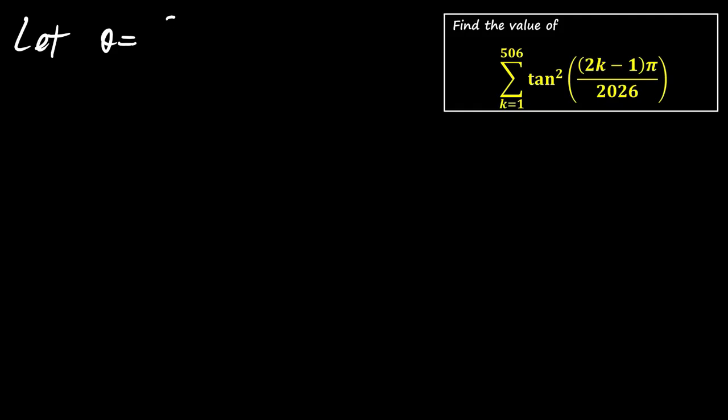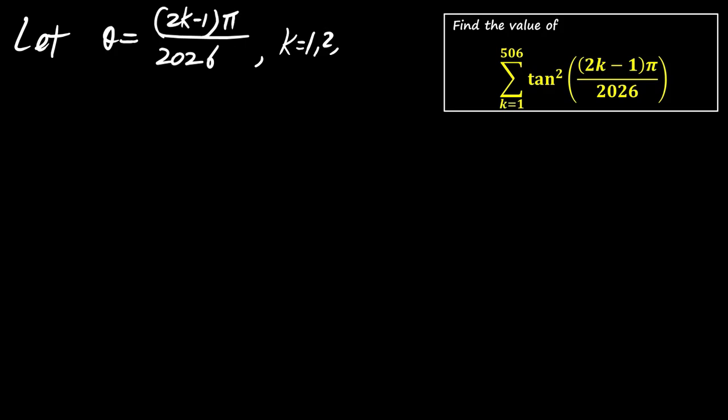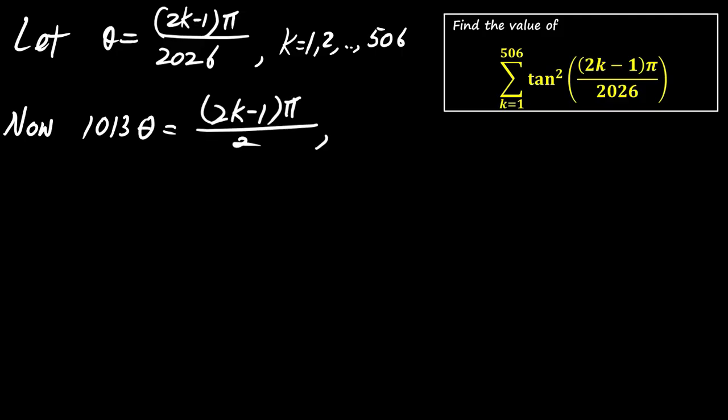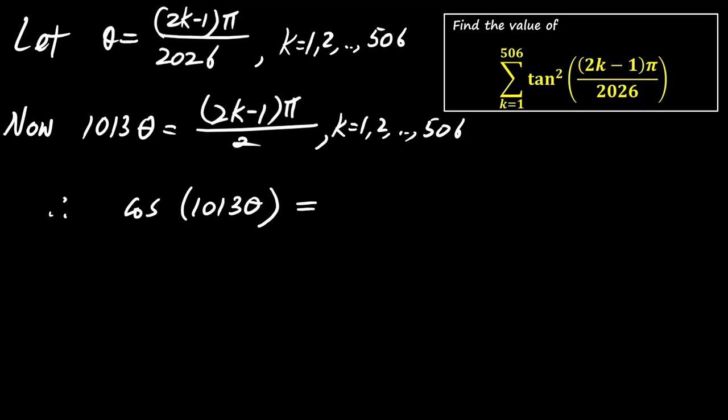To start solving this problem, we define theta as theta equals (2k minus 1) times pi over 2026, where k ranges from 1 to 506. Next, if we multiply this theta by 1013, we get 1013 theta equals (2k minus 1) times pi over 2. This means that 1013 theta is an odd multiple of pi over 2, which leads to cosine of 1013 theta equals 0.